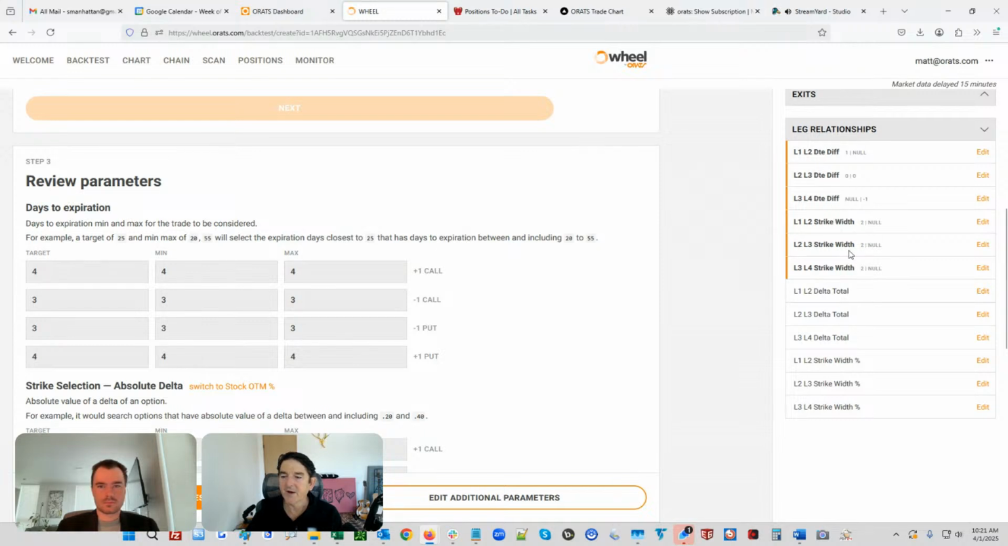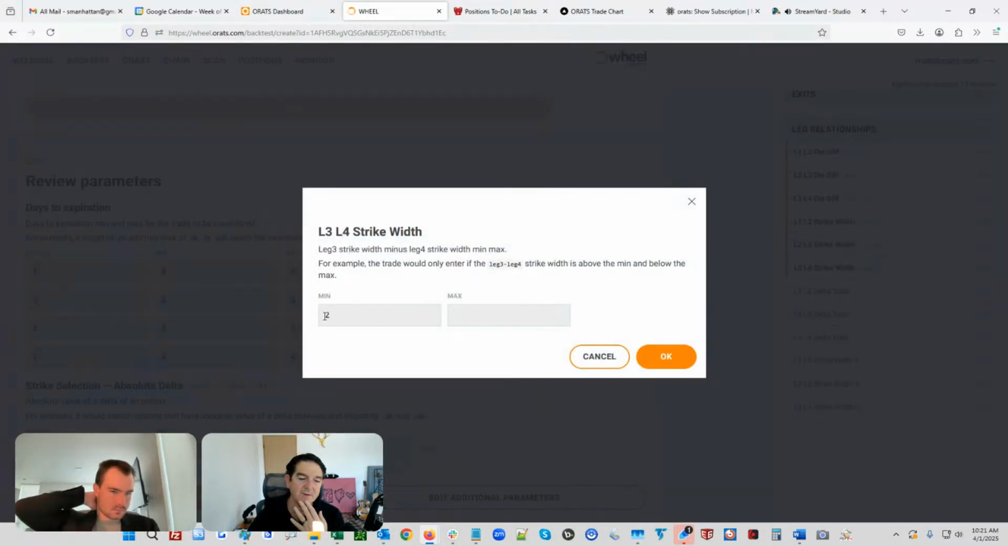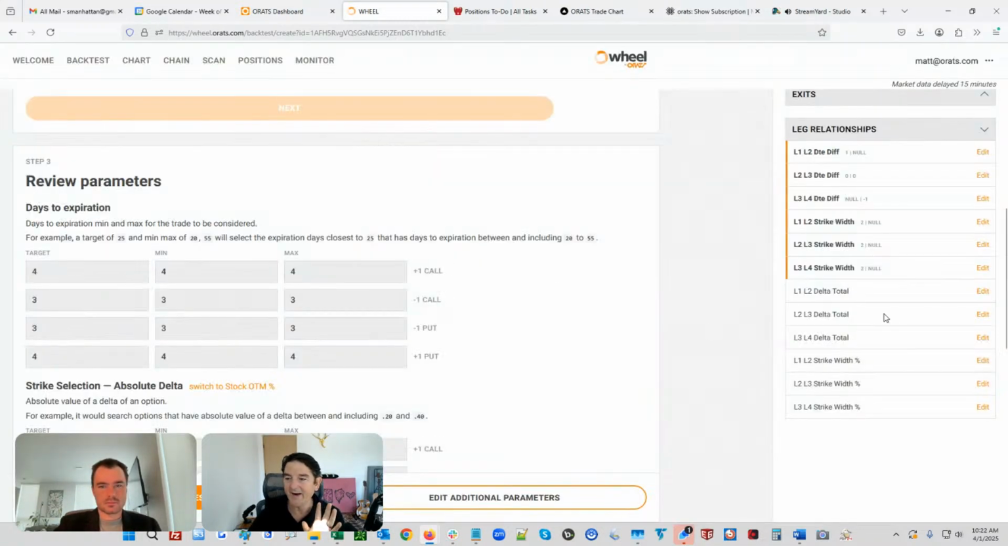Strike, leg 2, obviously the call is going to have a higher strike than the put. So we set that. And then the short put is going to be higher than the long put. So we're going to be long a put that's farther out of the money. So then that's a positive. The higher strike minus the lower strike is positive. So that's how we set that up.